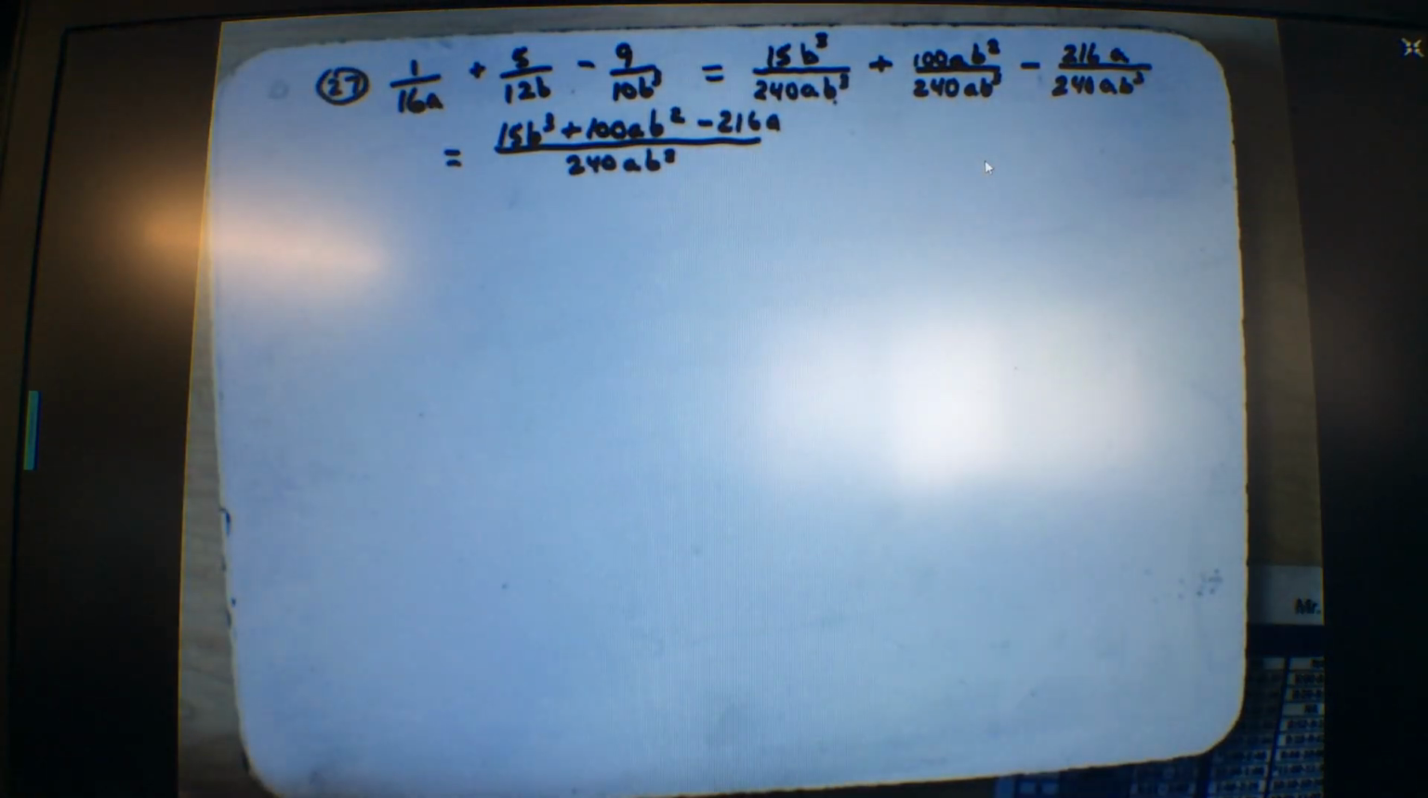Questions? All right. Where's the 100 come from? 12 times 20, and 5 times 20. Because 12 times 20 is 240, and 240 divided by 12 is 20. Okay.